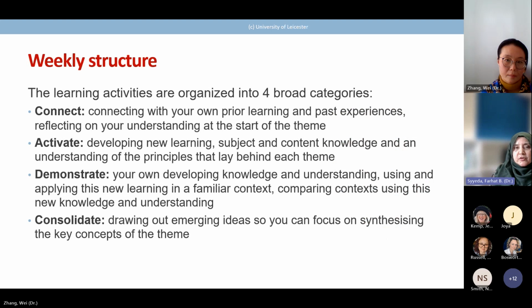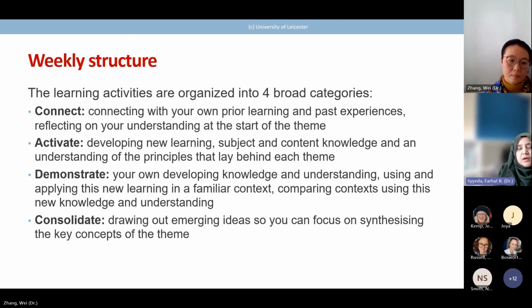So in terms of the weekly structure, every week we assign some guided learning activities for the students, and the activities are organized in these 4 kinds of elements. So we have a 4-part lesson plan. It's connect, activate, demonstrate, and consolidate. So this provides an opportunity for the students to connect their prior learning and past experiences, and they can reflect on their own teaching. So in connect activities, they sometimes have to watch some video clips, they have to do some reading, so some kind of activity is given.